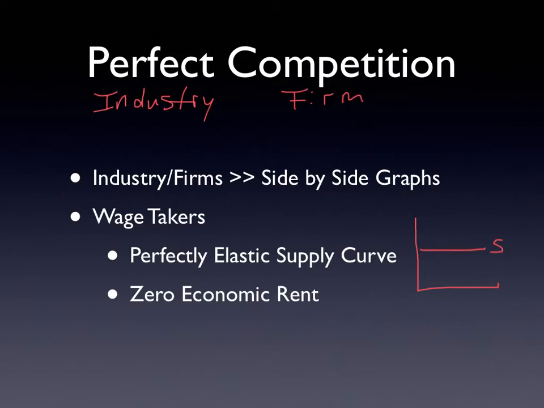The further implication is that each one of those workers has 0 economic rent. I'll ask you to take a look at that separately, but in essence what that means is that all workers in a perfectly competitive factor market are earning exactly what they would be making in their next best alternative. So they have 0 economic rent because there is no difference between what they're earning and their transfer earnings.